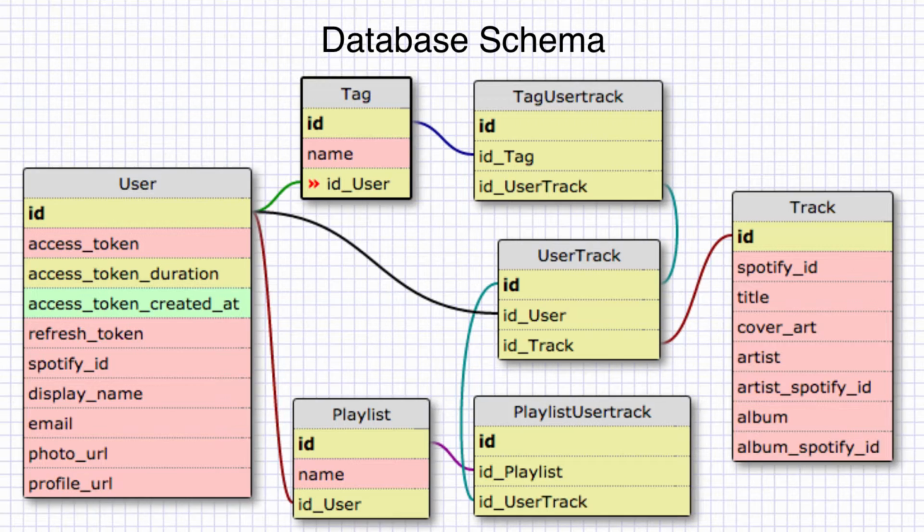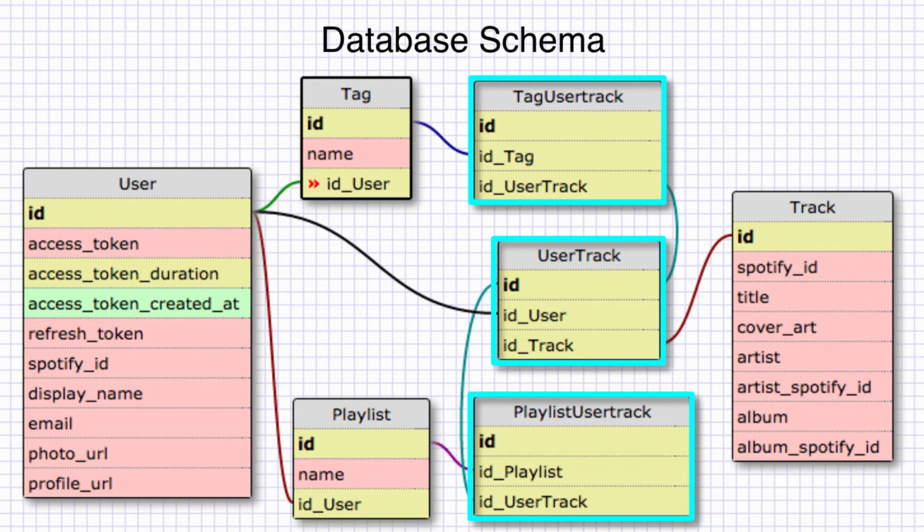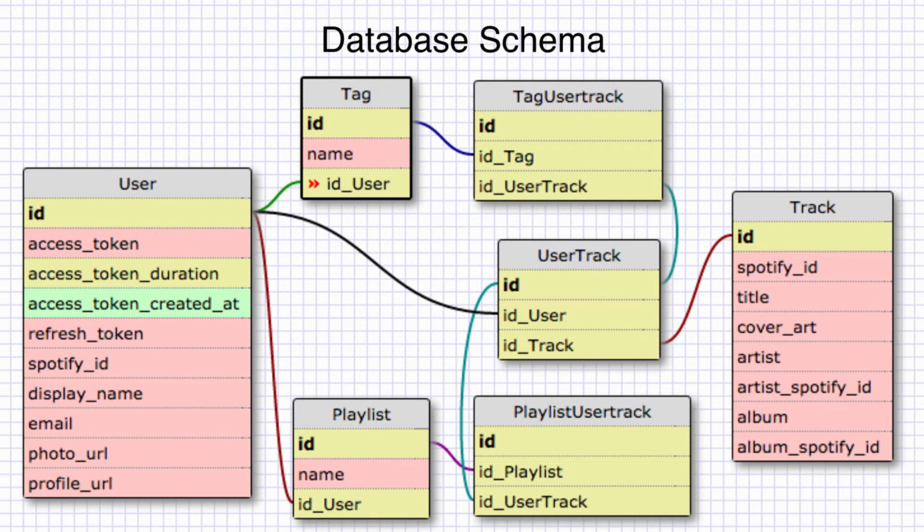The Postgres database contains 4 primary tables and 3 join tables to manage the complex relationships between tags, tracks, users, and playlists.